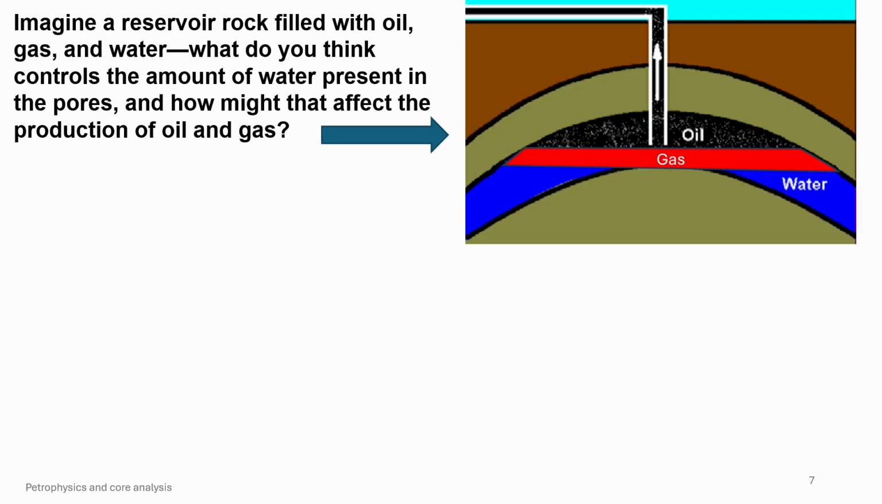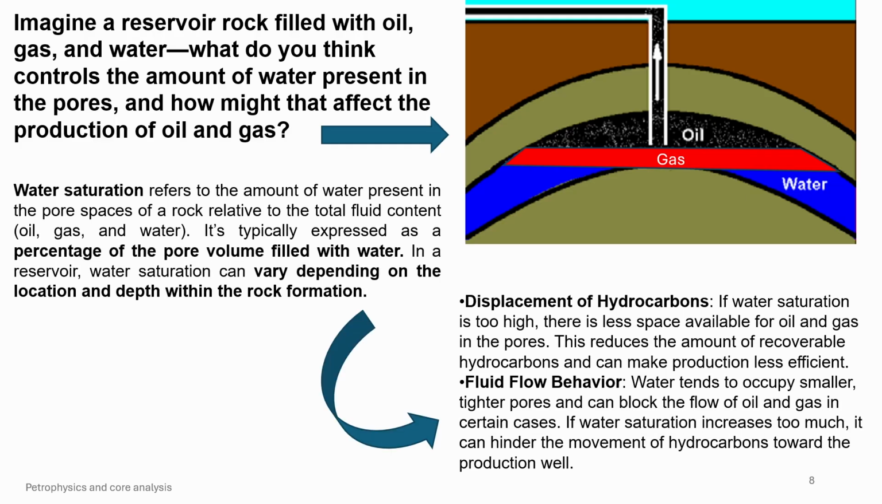Imagine a reservoir rock filled with oil, gas, and water. What do you think controls the amount of water present in the pores, and how might that affect the production of oil and gas? Now we add another key property, water saturation, usually denoted by Sw.